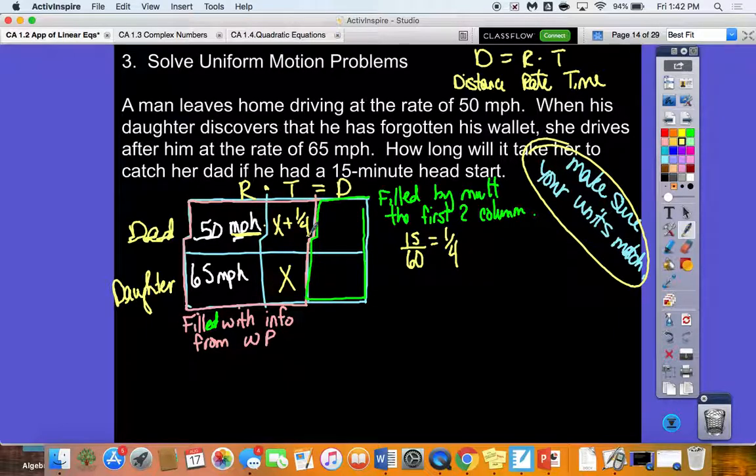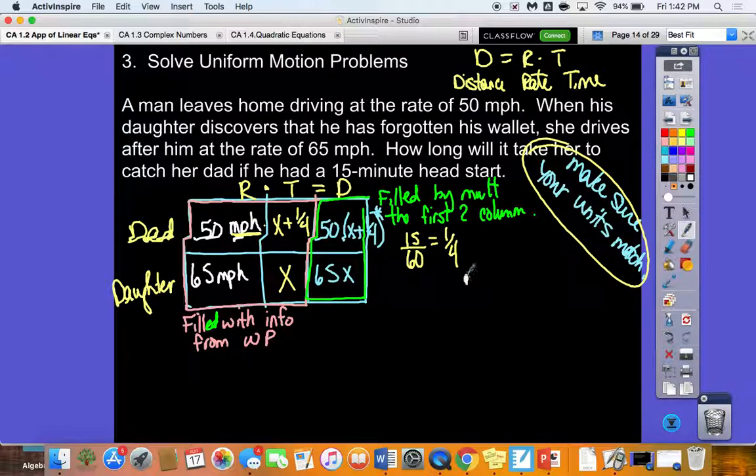Okay, so if I go through and multiply, because I've got to use my little note right here, I'm going to multiply these two things to get that. So I got 50 times x plus 1/4, and then I got 65 times x. Now you've got to figure out what to do with these two distances. Every problem is different. You're going to have to think through it, visualize, and see what's happening.